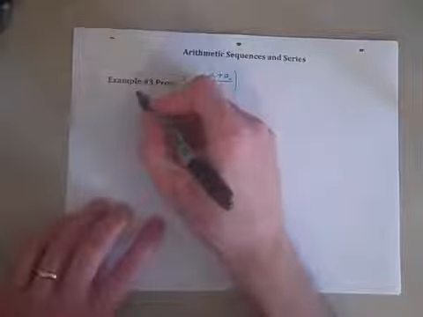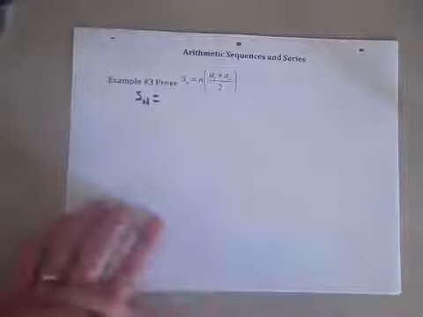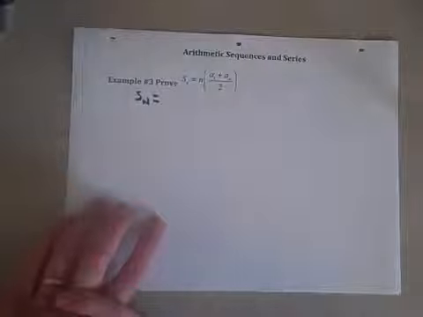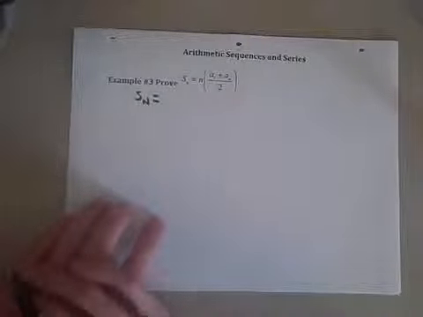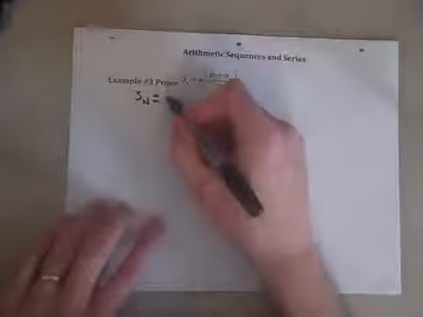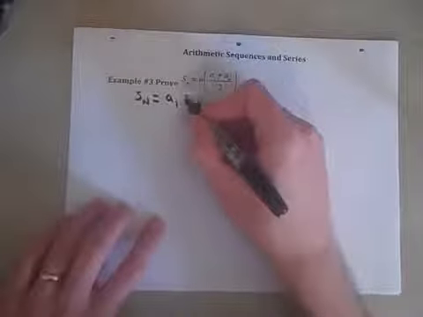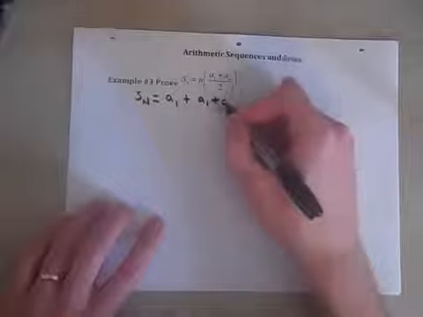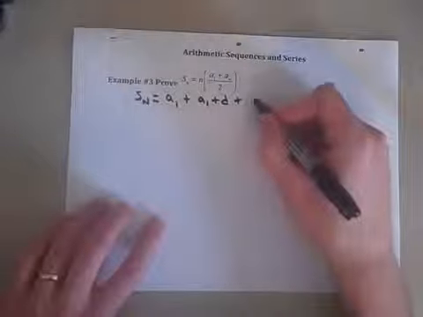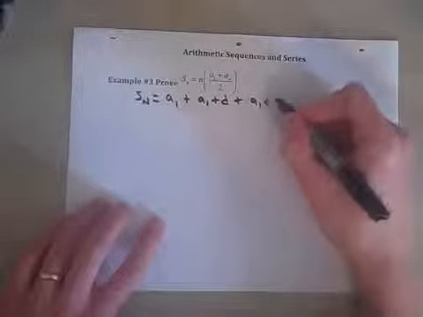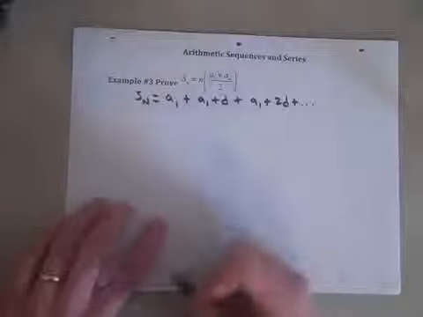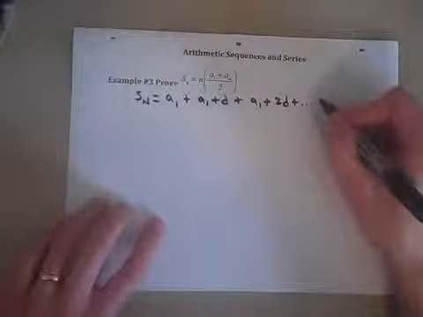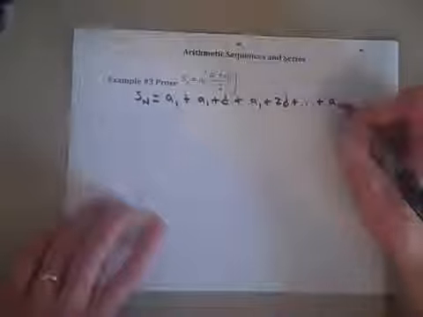The sum of, say, the nth number of terms of an arithmetic series would be this. First term plus the second term plus the third term, dot dot dot, plus whatever the last term is.